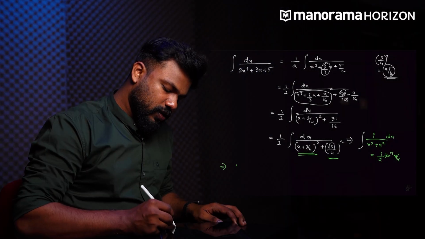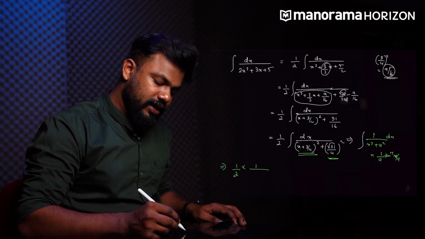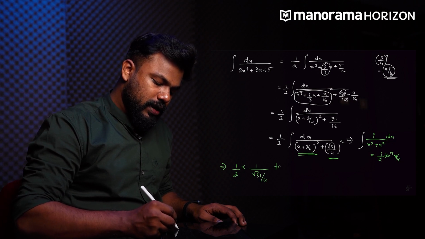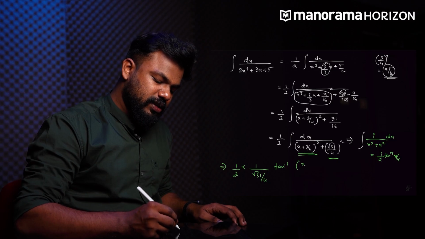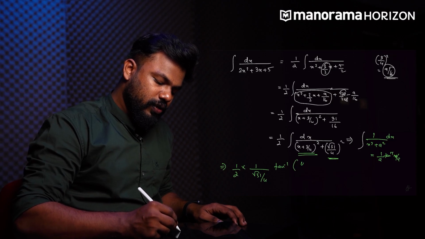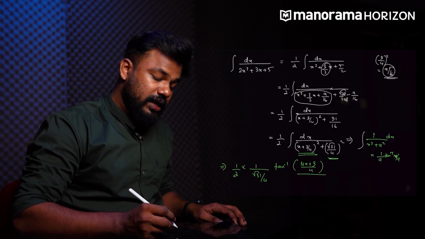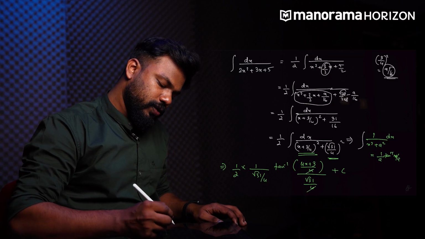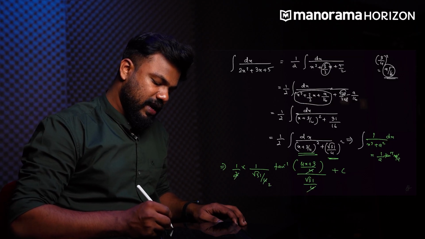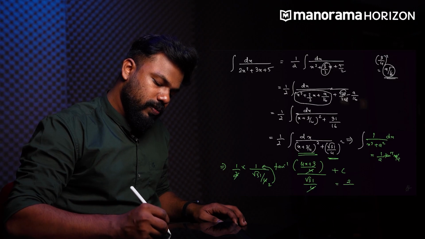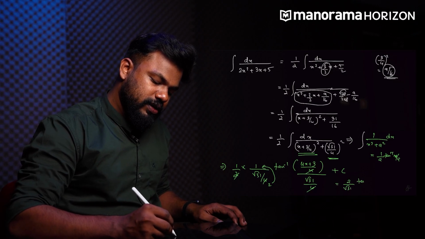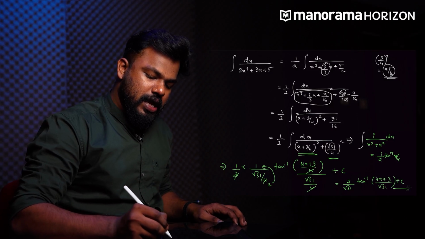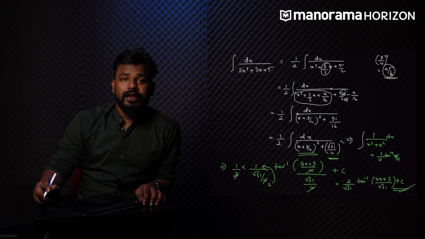There is a half outside, so half of 1 by a. In terms of a, you have root 31 by 4. So 1 by root 31 by 4 tan inverse x plus 3 by 4. X plus 3 by 4, I can also write it as 4x plus 3 the whole divided by 4, divided by a, that is root 31 by 4, plus c. You can cancel this 4 and this 4, and the 2 and 4 cancel, and this 2 goes up. So you have 2 by root 31 tan inverse 4x plus 3 by root 31 plus c. So that is the final answer for this particular question.